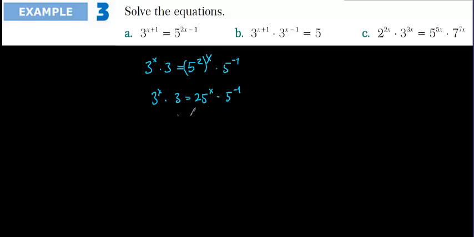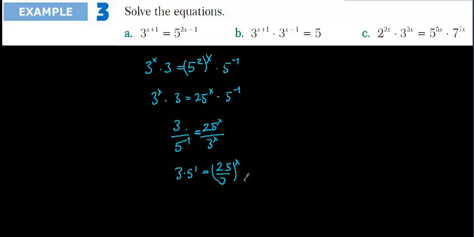So this is going to be equal to 3 times 3 over 5 to the power of minus 1; 3 times 5 to the power of minus 1 is going to be equal to 25 to the power of x over 3 to the power of x. Okay, this minus 1 will go up, and it will be like this: 3 times 5 to the power of 1, because the power is negative, is equal to 25 over 3 to the power of x.